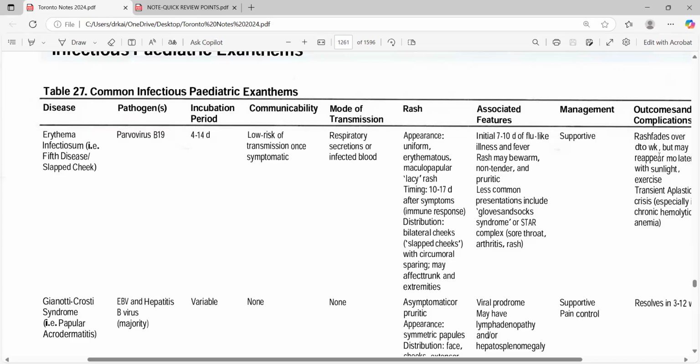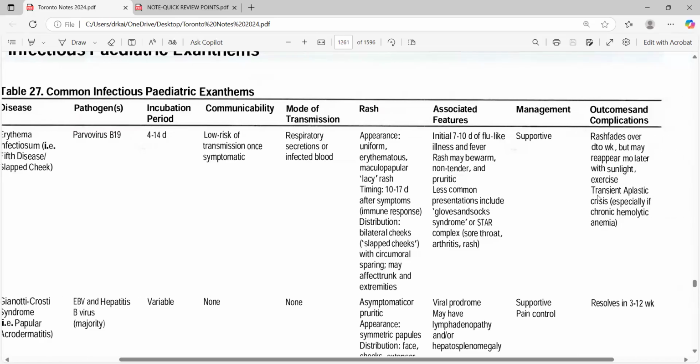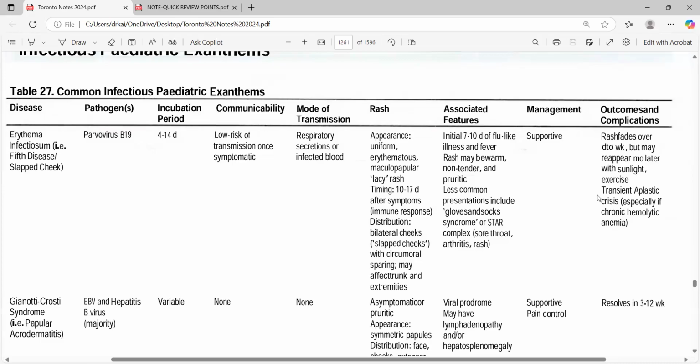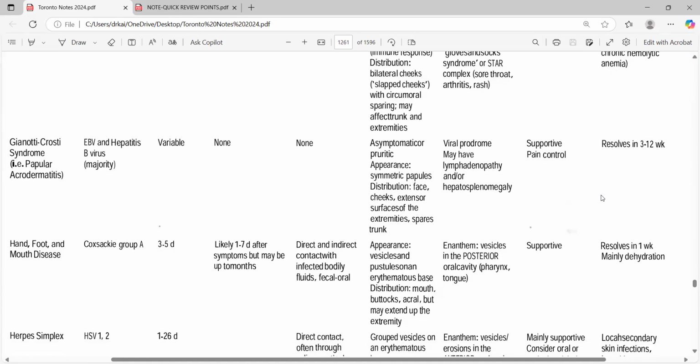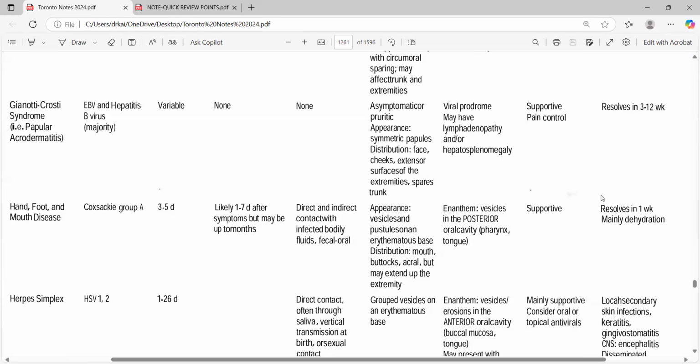So in that case, the complication is that the rash fades over time, but may reappear months later with sunlight or exercise. And then what is the complication? It can cause the transient aplastic crisis. Then if you can read this one, Gianotti-Crosti syndrome, it's mainly with the EBV and hepatitis B vaccine. That's it. Then the hand, foot, and mouth disease.